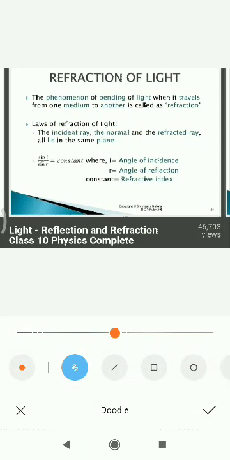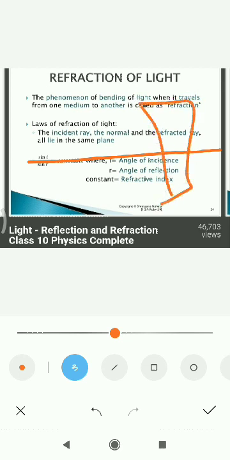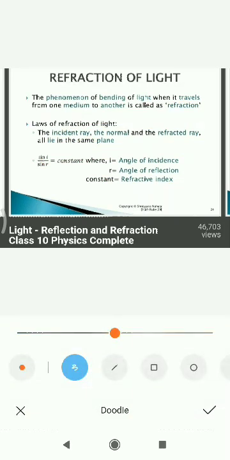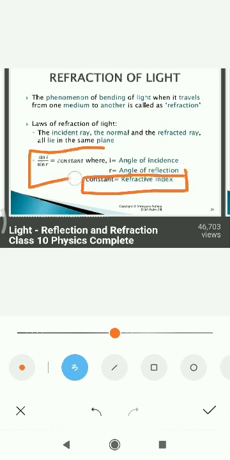Laws of refraction of light. The incident ray, the refracted ray and the normal all lie in the same plane. Sin i by sin r is equal to a constant, where i is the angle of incidence and r is the angle of refraction, and the constant is the refractive index. You have to know this.